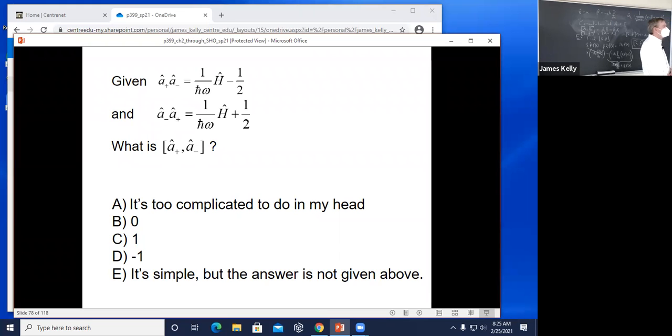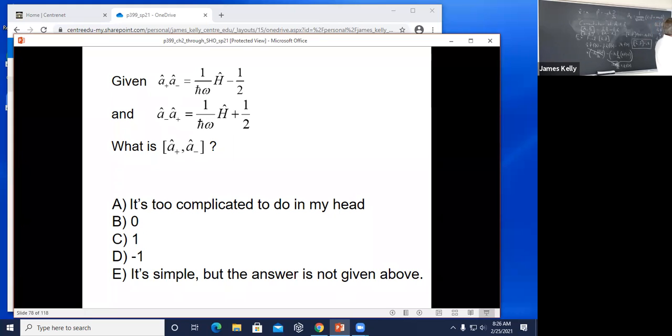It's not too complicated to do in your head. It would be maybe for a non-physics major, someone who has trouble keeping a couple symbols in their head, but here it's just a matter of understanding what that commutator is in terms of those products given above. All right, let's see a vote on that and see if we agree here. Okay, I'm seeing all D's in the classroom here, and I agree, it's -1, right?